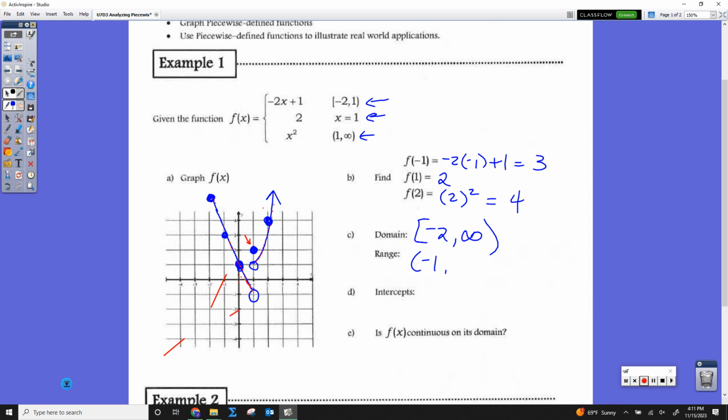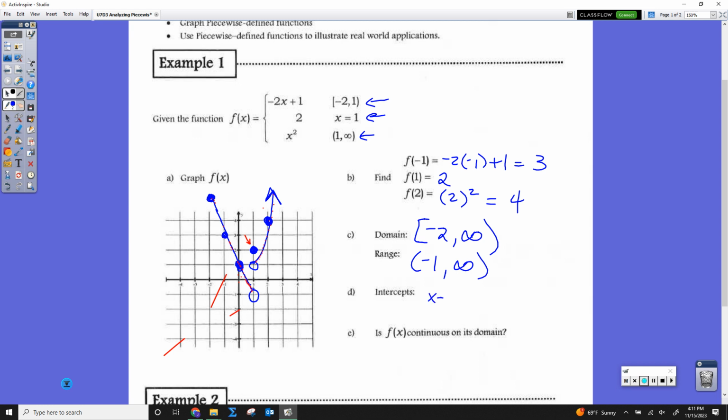But over here on the right, all these values are included again, all the way up to infinity, because we have our arrow here, obviously. So every value is accounted for from negative 1 up, not including negative 1. Okay, now intercepts.